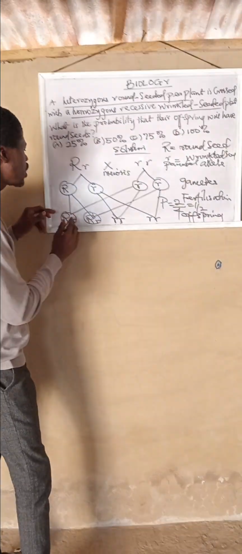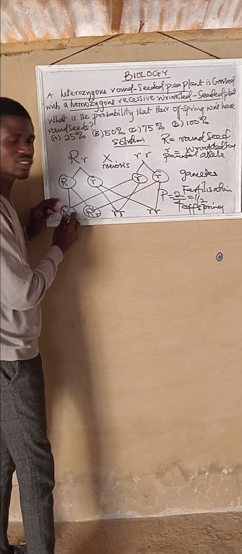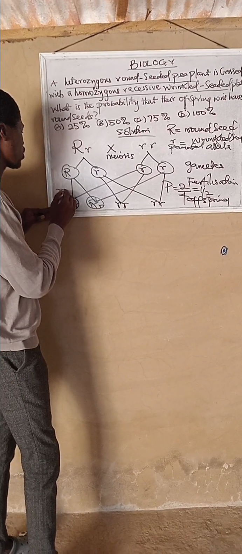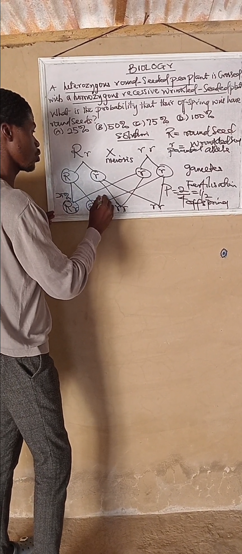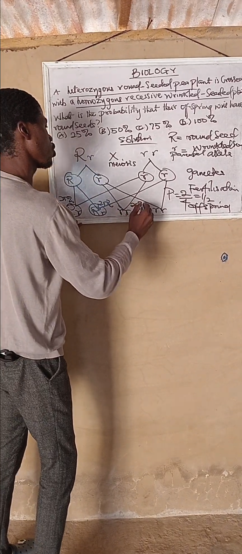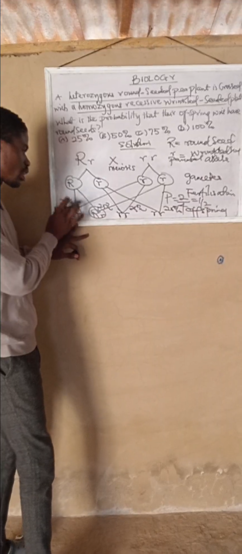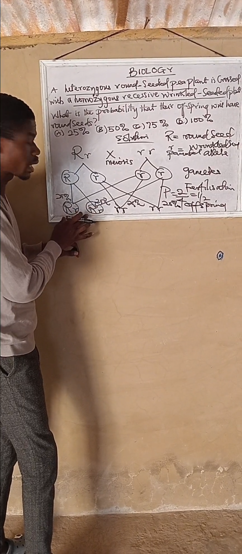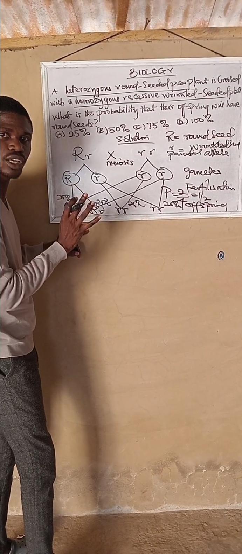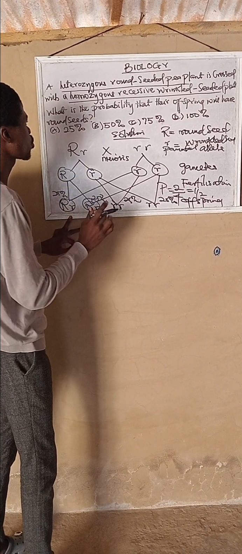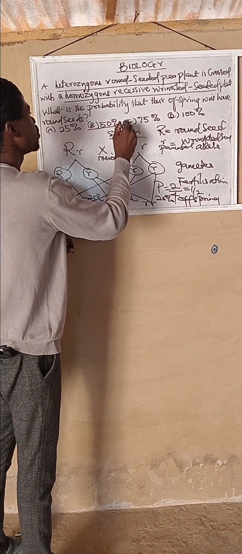Considering each offspring here as 25%, 25%, 25%, and 25%, then 25 plus 25 gives us 50%. So we have only 2 round seeds here, which is 50%. So the answer is option D, 50%.